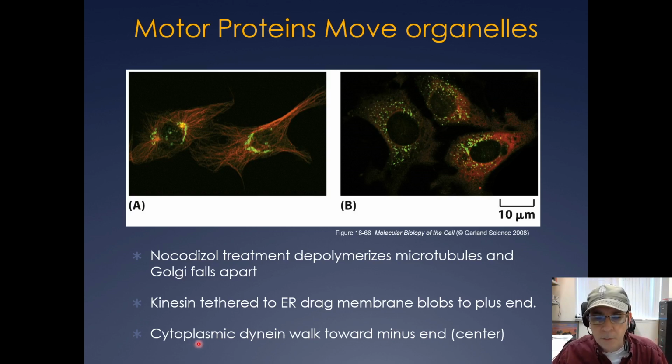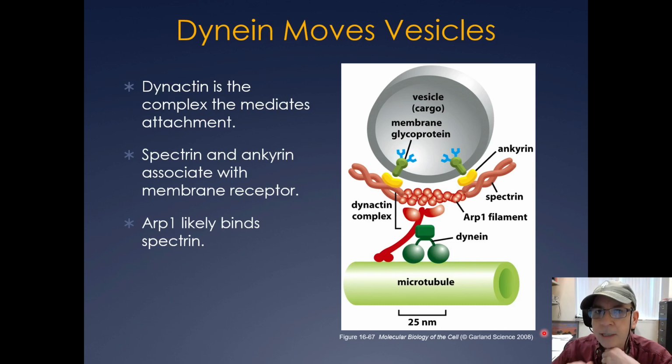Cytoplasmic dynein is another motor protein that is attached to vesicles, and it walks them towards the minus end. So kinesins in general go towards the plus end, and cytoplasmic dyneins go to the minus end, with the exception of kinesin 13 and 14, which move to the minus end.